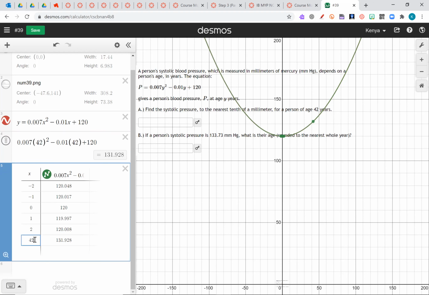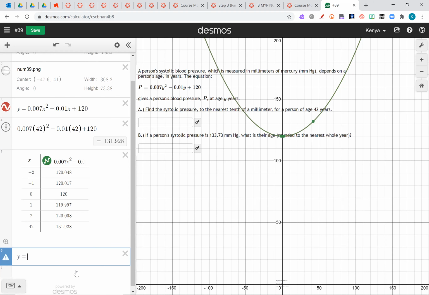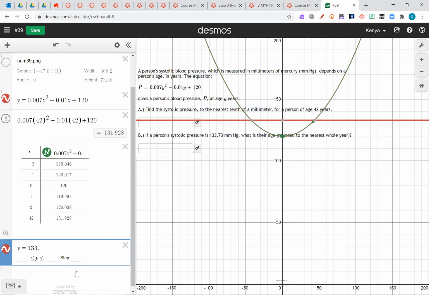Now, the second part of the question asks if a person's systolic pressure is 133.73 millimeters. So I want to find out when this function is going to be equal to 133.73 millimeters. So I'm going to go to y equals, and I'm going to type in 133.73. Voila, there goes the intersection of this quadratic linear system. So it actually is equal to it twice, right? And if a person's systolic pressure is 133.73 millimeters, what is their age rounded to the nearest whole number?